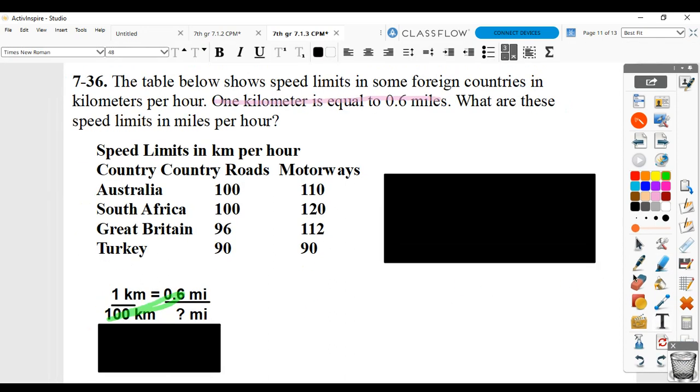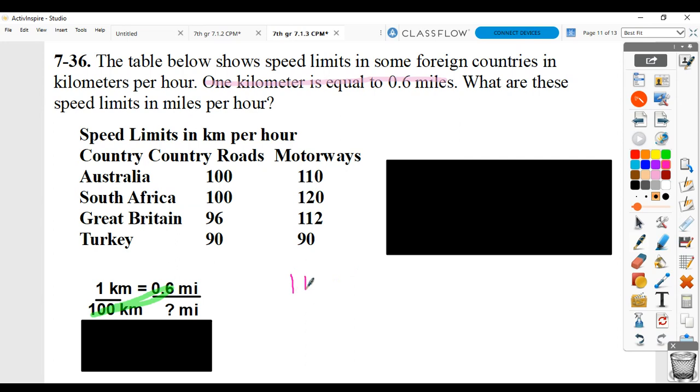You also could have set up your proportion as 1 kilometer equaling 0.6 of a mile this way, in which case kilometers would go across from kilometers, and miles is what we're trying to figure out. But as you can tell, you're going to end up still solving it the same way, 100 times 0.6 divided by 1. So how you choose to write your ratio, whether it's across from each other horizontally or vertically, will not matter. Now you need to fill in the answers for all of these. So, you're going to do the one for 100, then you're going to do it for 110, and so on.